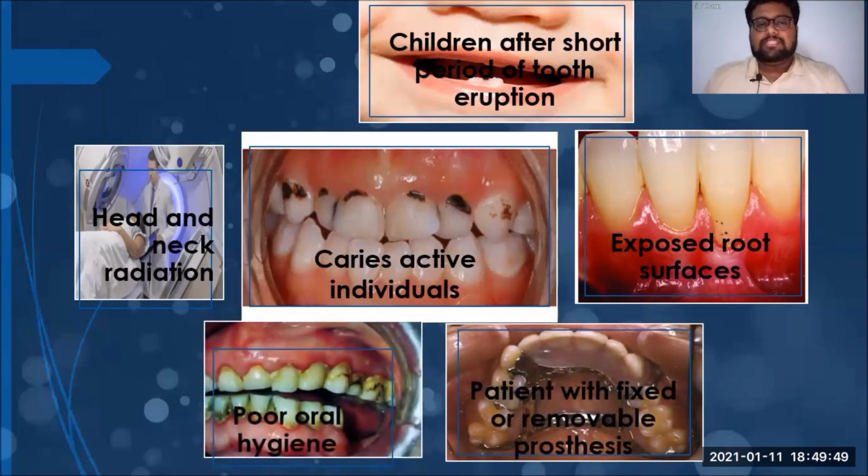Then finally, patients with poor oral hygiene. Patients with poor oral hygiene are to be treated with fluoride, because they already have plaque and calculus accumulated on their teeth, which in turn causes swarming growth of microorganisms in their mouth, which in turn causes dental caries. So these are the persons who are highly susceptible to dental caries, and they are to be treated with fluoride as a top priority.